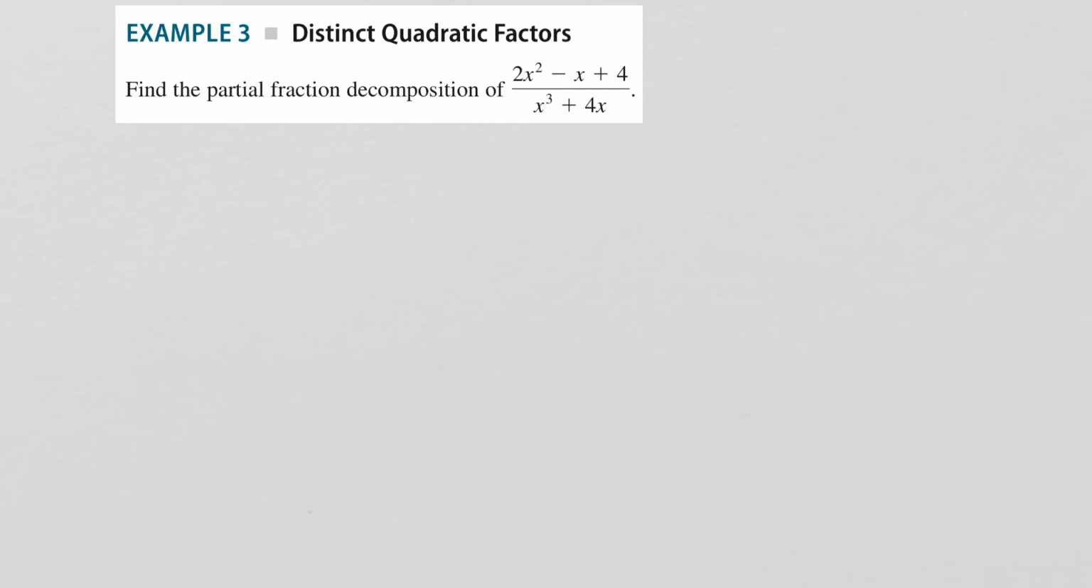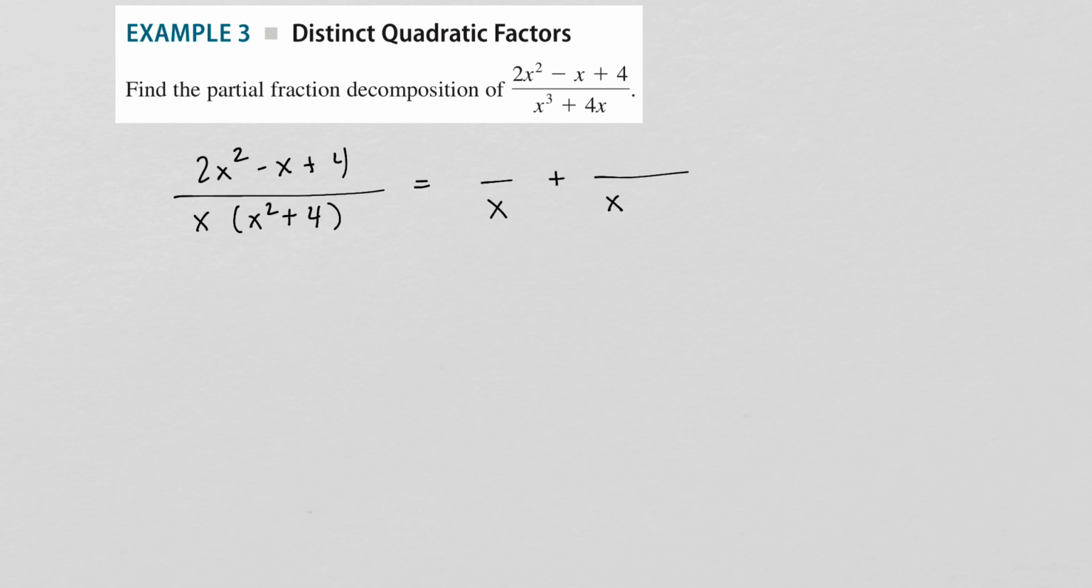So for example here, once again, notice that we have a proper fraction, and the denominator, if we go ahead and factor that, is going to be x times x squared plus 4. So the denominator is a linear factor multiplied by an irreducible quadratic factor. When we go to break this down with our partial fractions here, one denominator is going to have x, the other denominator has x squared plus 4.